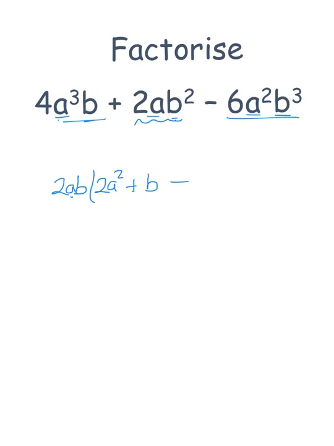Minus, going to my last term, 6A squared B cubed. I need 6, I've got 2, so 2 3's are 6. So that can be 3 there. I need A squared, I've got 1 outside, so I'll put another 1 on the inside. I need B cubed, I've got 1 outside, so I need 2. I need a B squared. So there is our expression fully factorised.